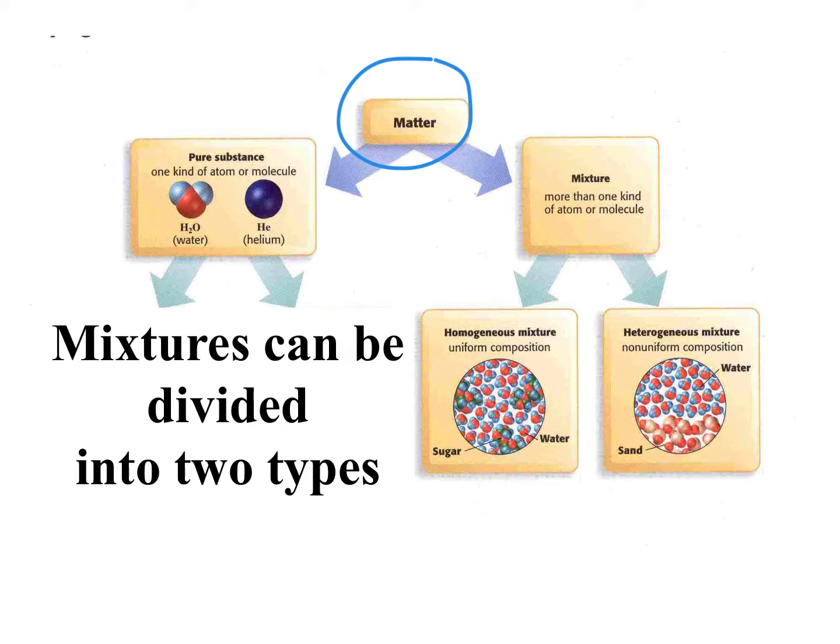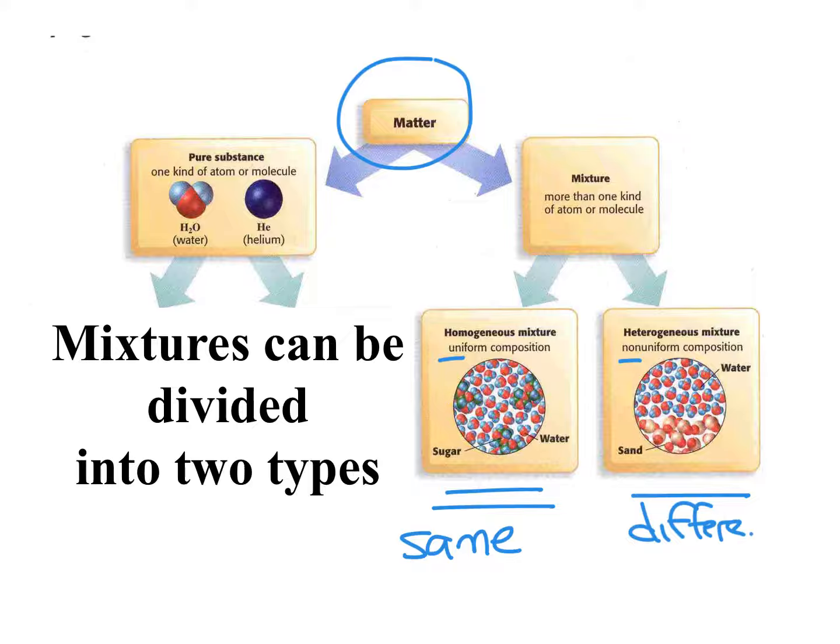So if it's not a pure substance, then it's a mixture of two or more. You can have a mixture of one. Okay? A mixture of two or more substances. And all mixtures are either homogeneous or heterogeneous. And see, there's that word uniform. Non-uniform. Homo means same. Hetero means different. We are learning a lot of words right now. I hope you like words. I like words.